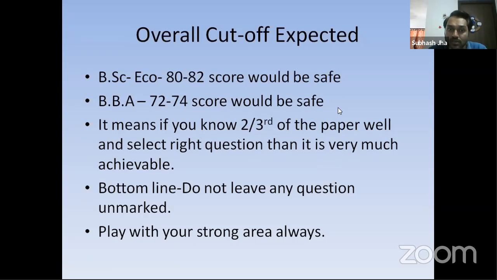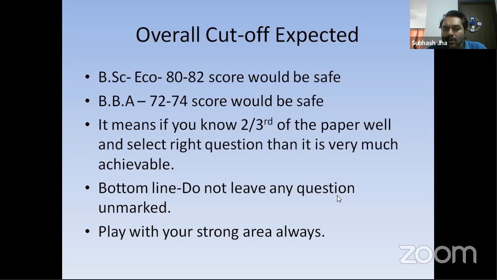Only you need to understand that the one-third of the paper should not be selected first, because the question which you don't know will not come later. That might be the first question. You need to understand that this is the question that I have to skip, this is the question that I have to leave, and you have to go ahead. Just mark any option of those questions and go ahead.